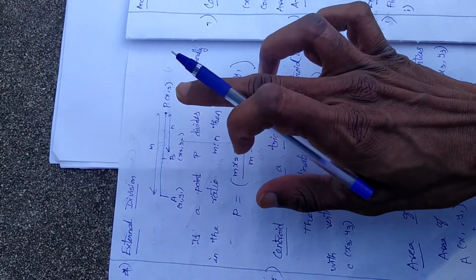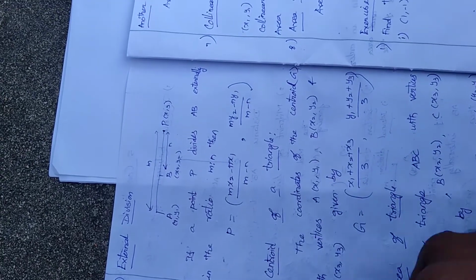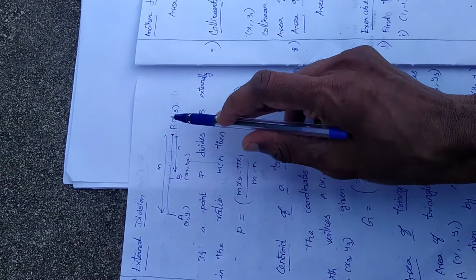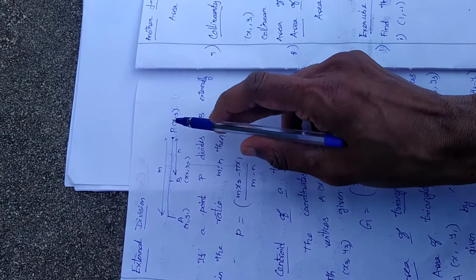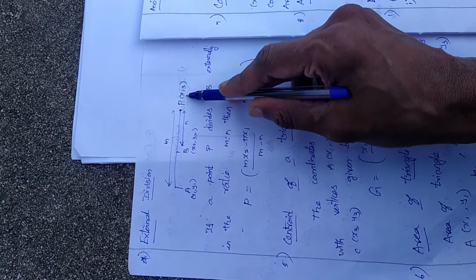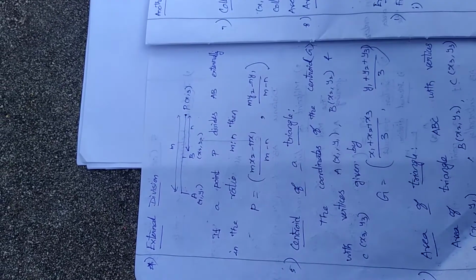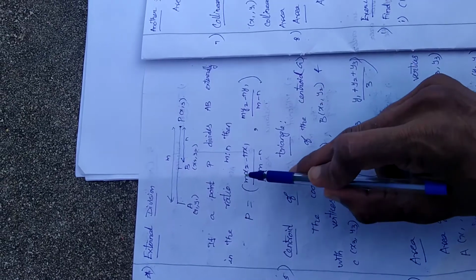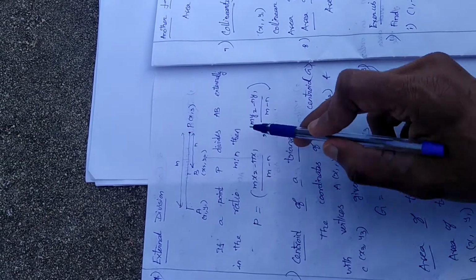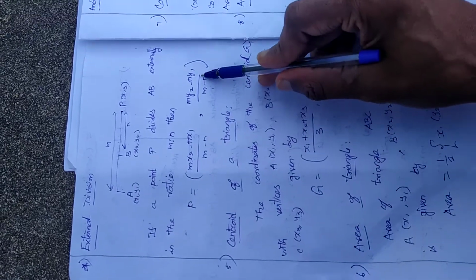For example, I told you that example: the point P lies outside the camera. Here the point, that is the image, sorry, the object lies outside the camera. That's why using coordinate geometry, if a point P divides externally, then the formula will be negative. It is (mx2 minus nx1) by (m minus n). The same manner for the y coordinate also.